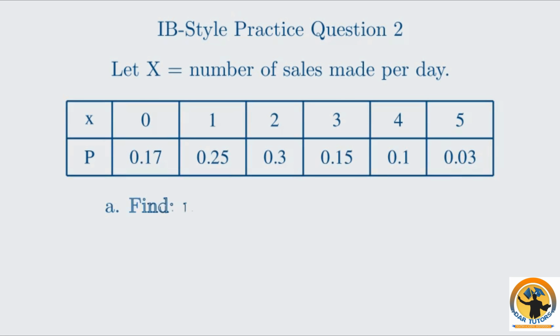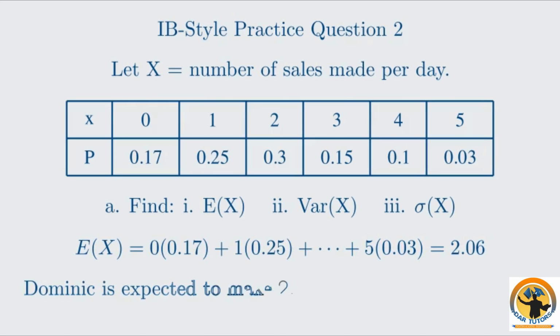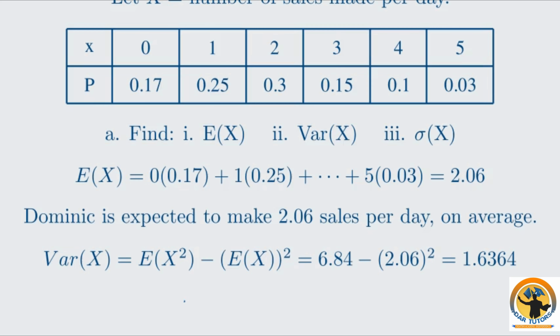First, we find the expected number of sales, the variance of the number of sales, and the standard deviation. The expected number of sales, E of x, is calculated by multiplying each number of sales by its probability and summing them up. This gives us 2.06. This means Dominic is expected to make 2.06 sales per day, on average. The variance, calculated as E of x squared minus E of x, squared, is 1.6364. The standard deviation is the square root of the variance, which is approximately 1.279. This measures the typical deviation in his daily sales.